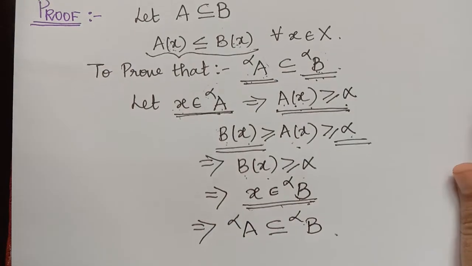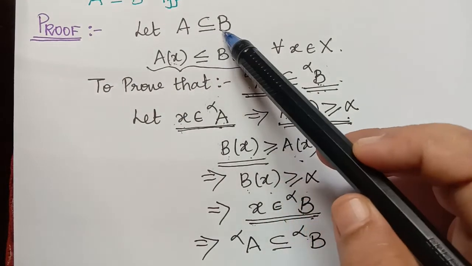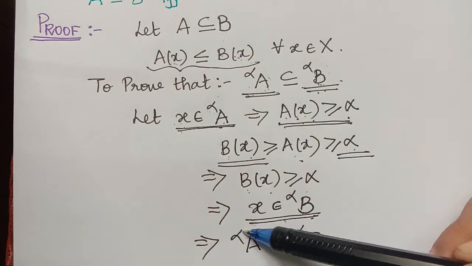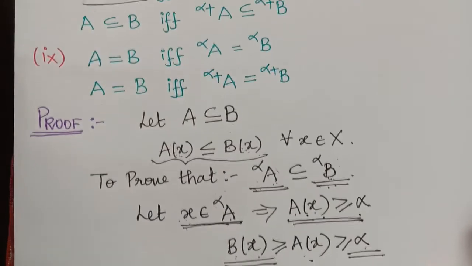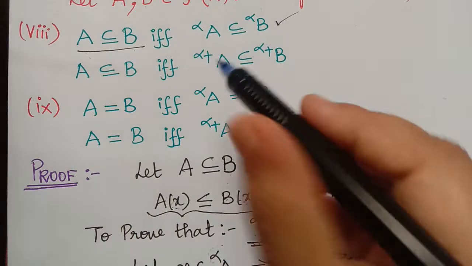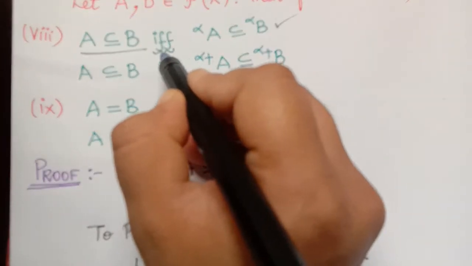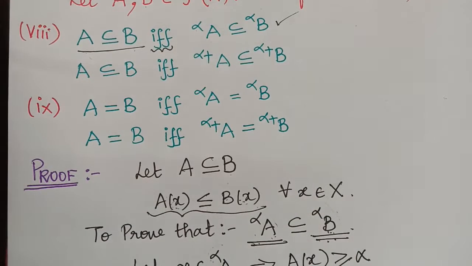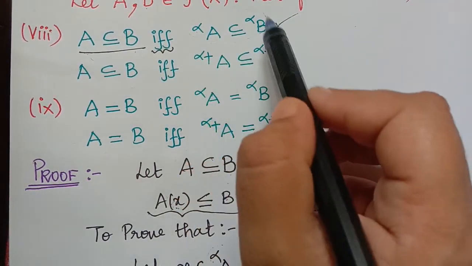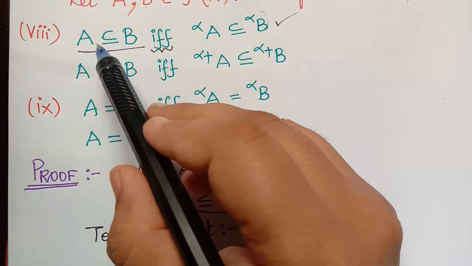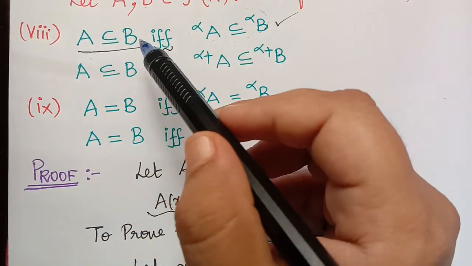Now, assuming A to be a subset of B, we have proved that alpha cut of A is a subset of alpha cut of B. Now we have to prove the converse, because here it is given as an if and only if condition. So we have to prove the converse part, where we have to assume this and prove that A is a subset of B. So let us see that now.